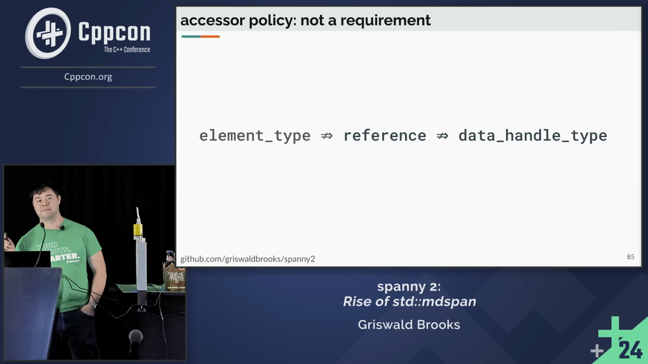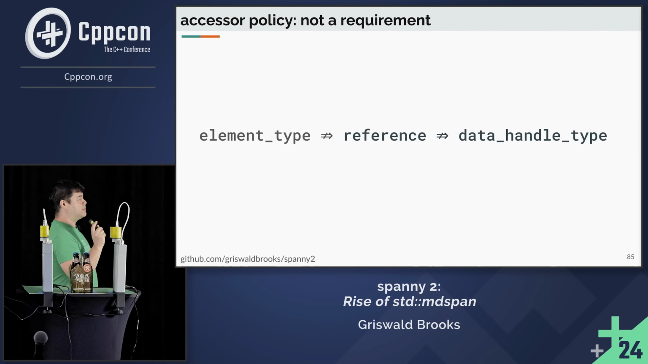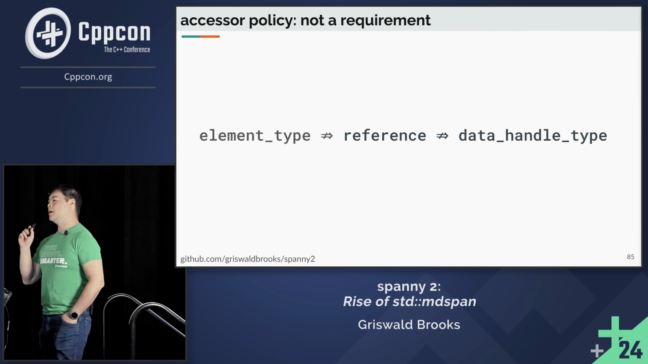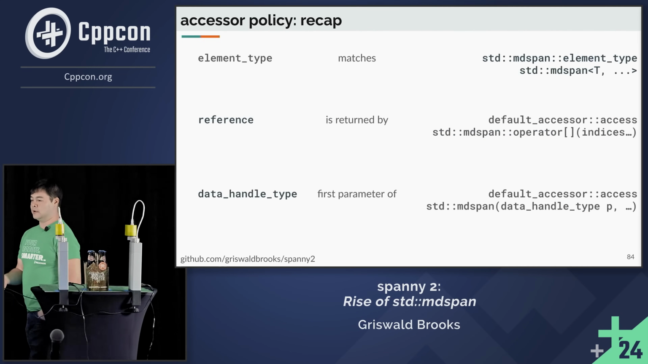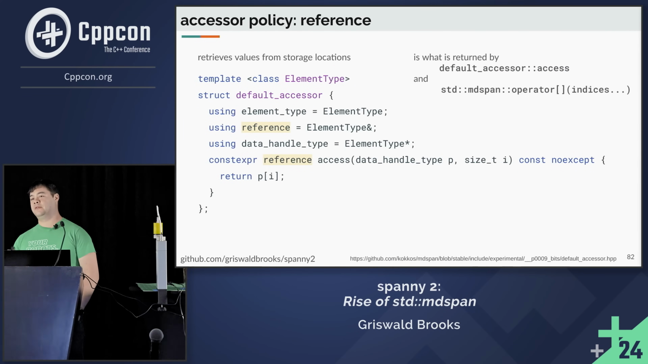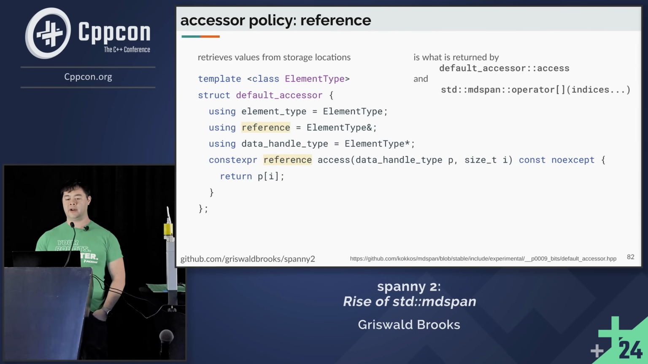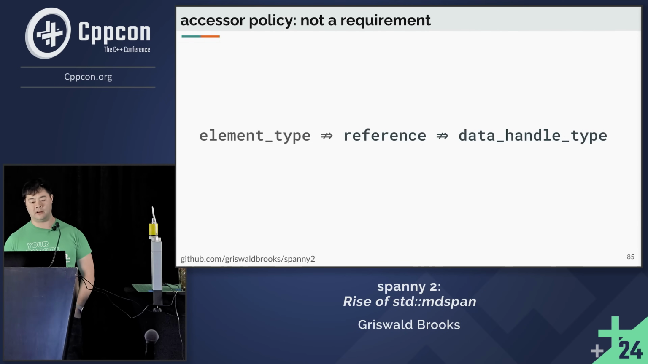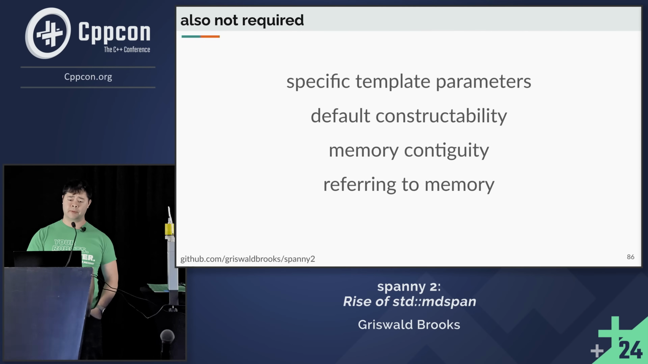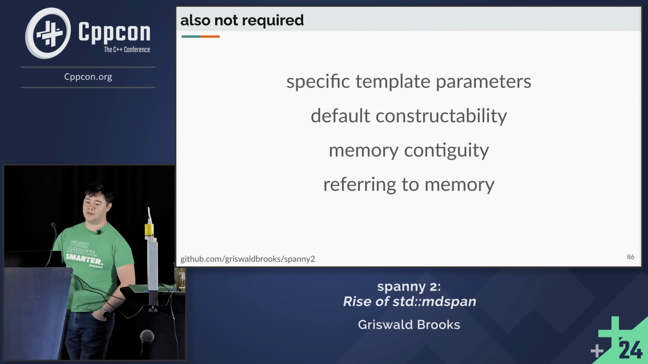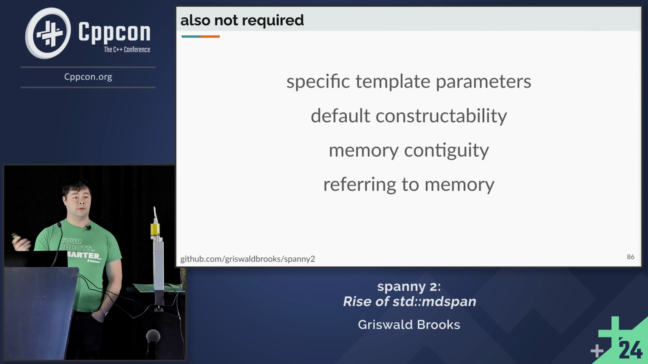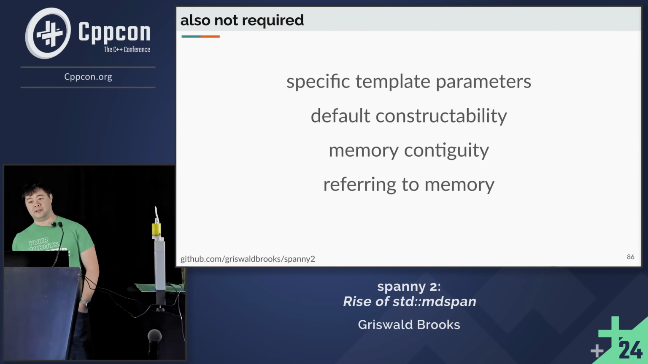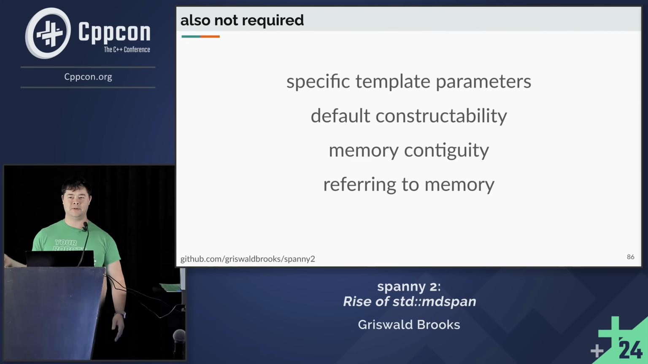What did I not say? I did not say that the element type, the reference type, and the data handle type have to have any relationship to each other whatsoever. So in the default accessor, yes, you have element type, and then reference operator, and then pointer operator. None of that is true. You do not have to have that at all. You don't have to have any template parameters if you don't want to. You don't have to have it be default constructible. You don't have to have the memory be contiguous. You don't have to refer to memory at all. Why would you do that?